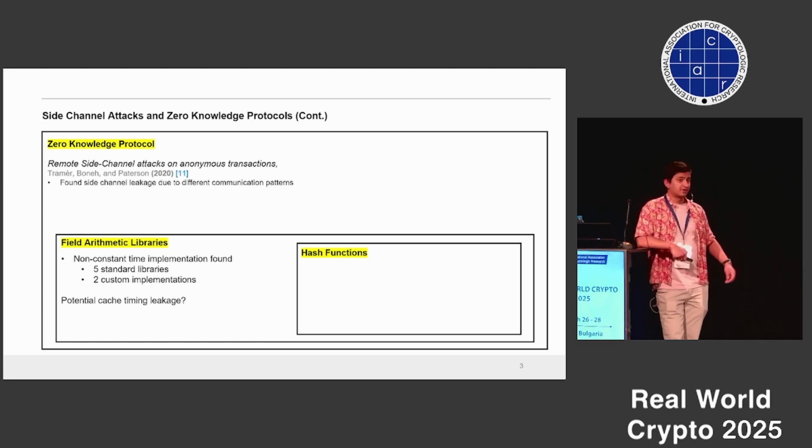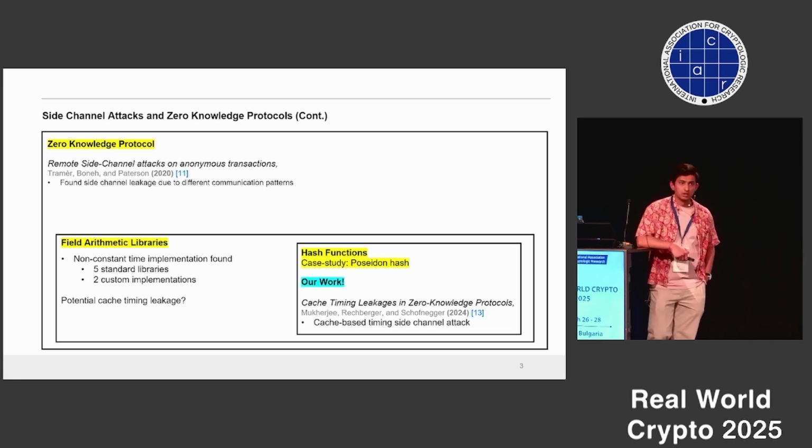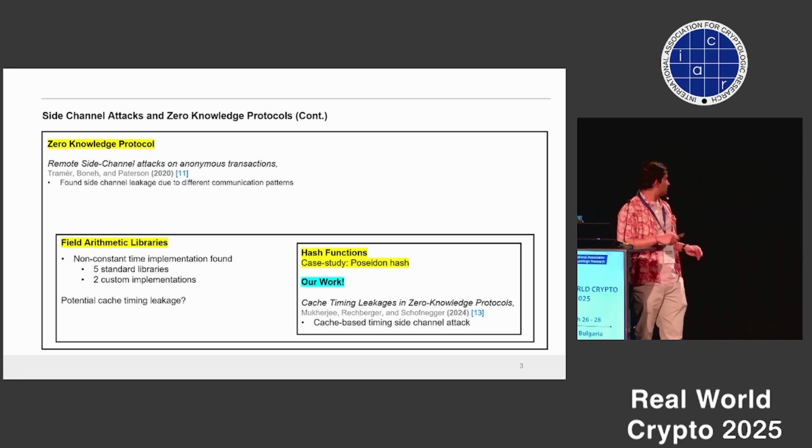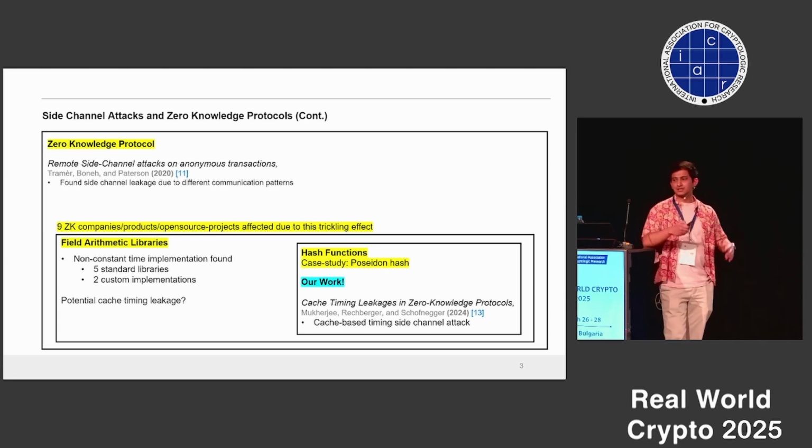Actually, the ZK-friendly hash functions, which are implemented with these field arithmetic libraries. Taking a case study on the Poseidon hash, which is one of the case studies we did, we came to our work. And just a spoiler or teaser: in the end, we found 9 ZK companies, products, and open source projects which were affected by this leakage.